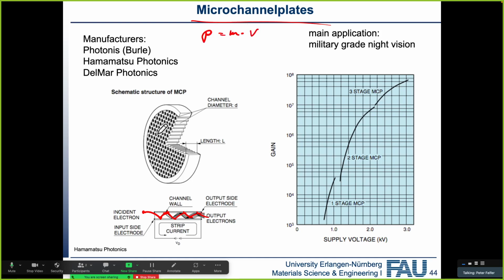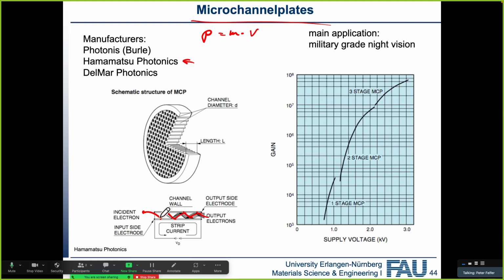So mass times velocity, which means that heavier ions typically can be a problem, but not within anything that we are concerned about. So for all of the ions we are concerned about, they work perfectly fine. There's a couple of manufacturers out there in atom probe. Very often you find ones from Hamamatsu, and I'll show you later on why. But you can buy them from a couple of different vendors.